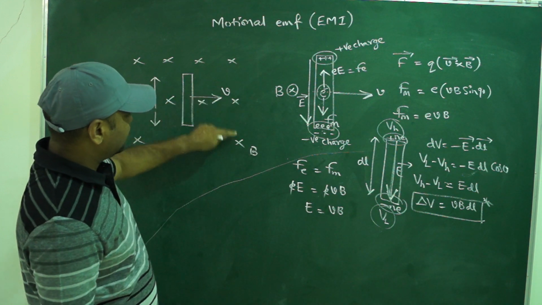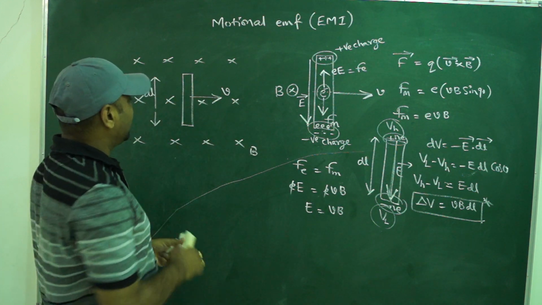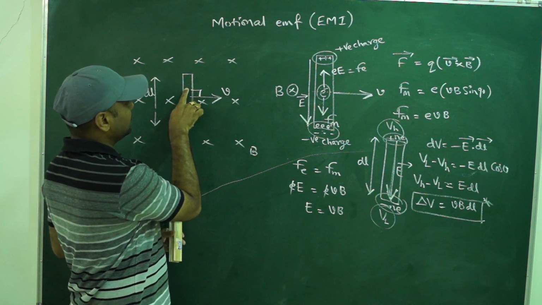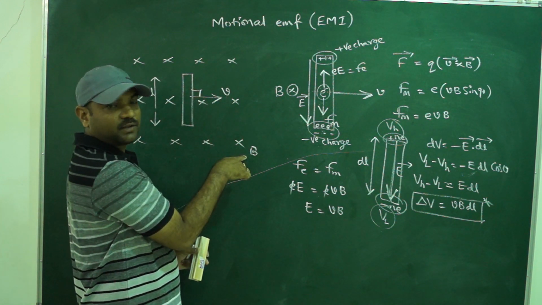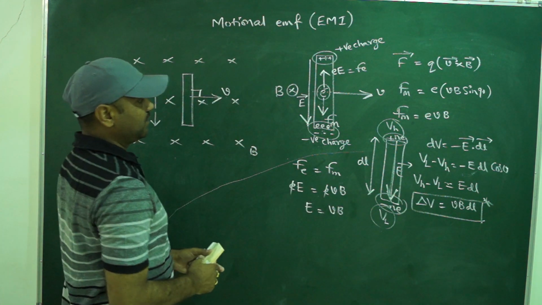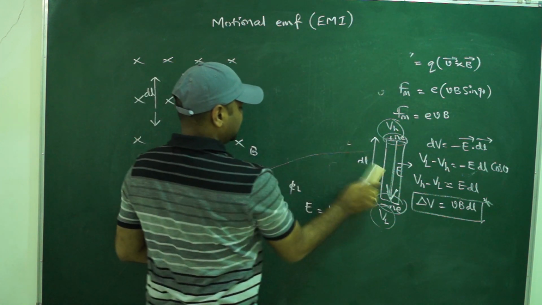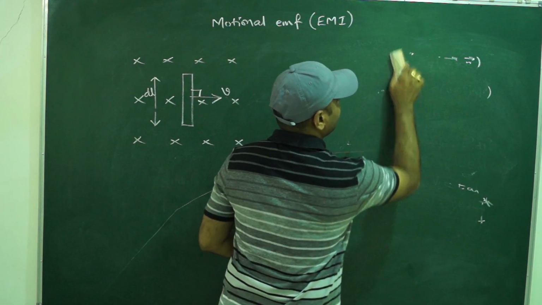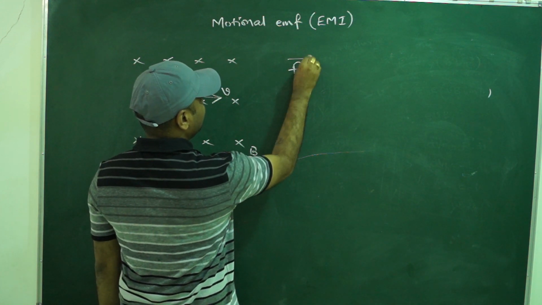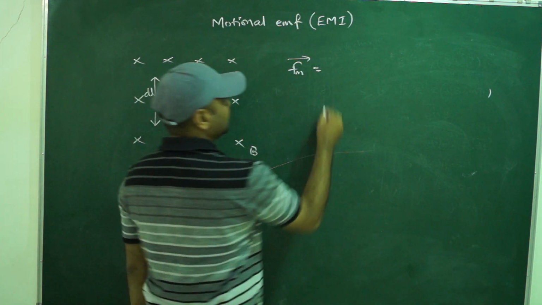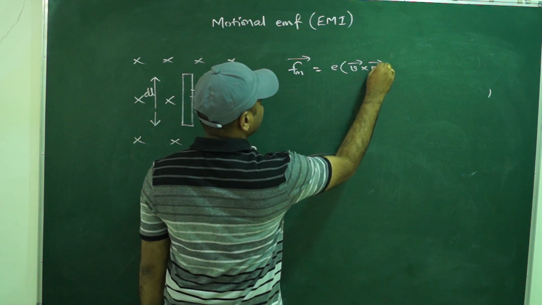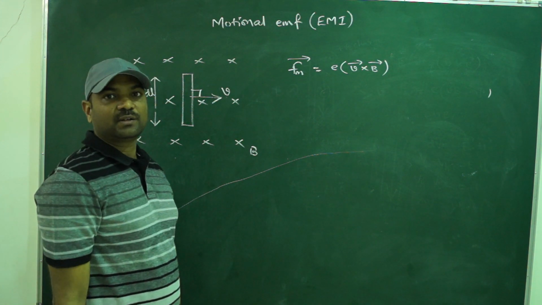Why? Because the velocity and magnetic field are perpendicular to each other, and the velocity is perpendicular to the rod length also. Under this condition you can apply this formula. But I want to go for the general formula. In general, how do we write the formula? The force due to the magnetic field on the charged particle, we can write as E into V bar cross B bar. This is the force due to the magnetic field on the free charge.